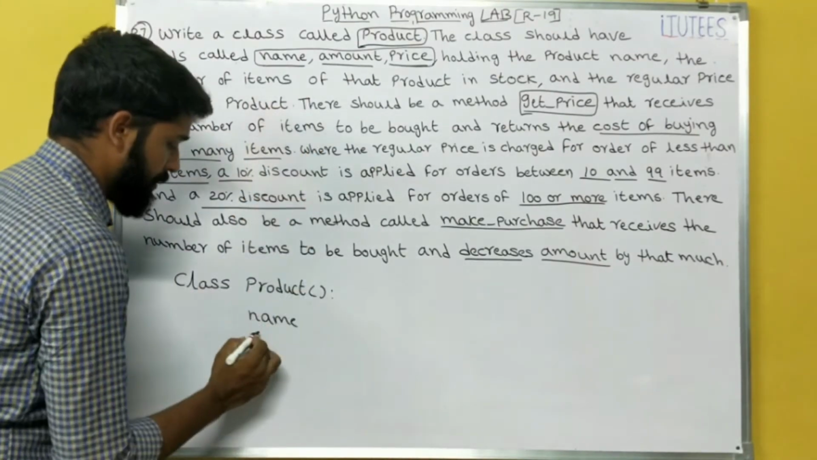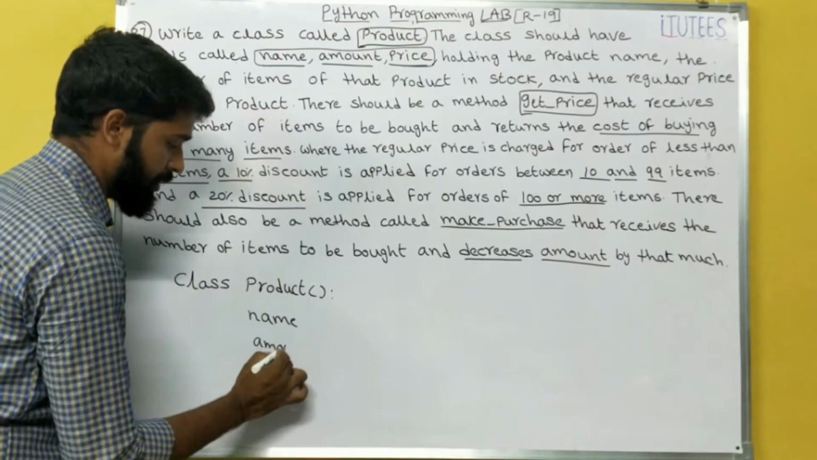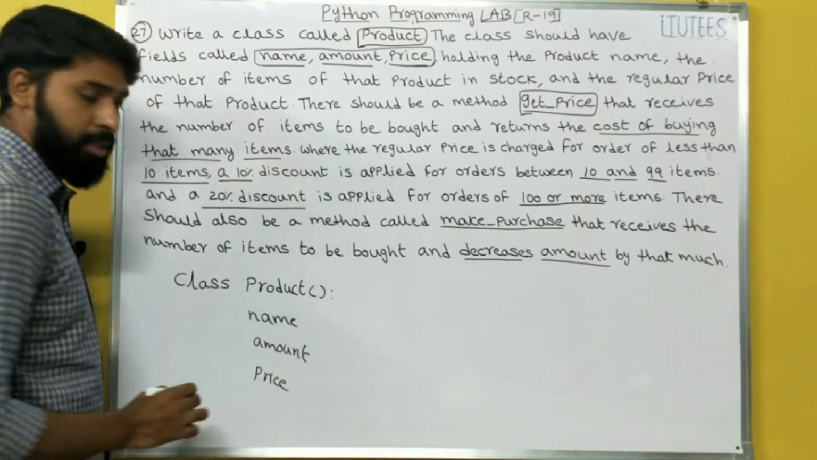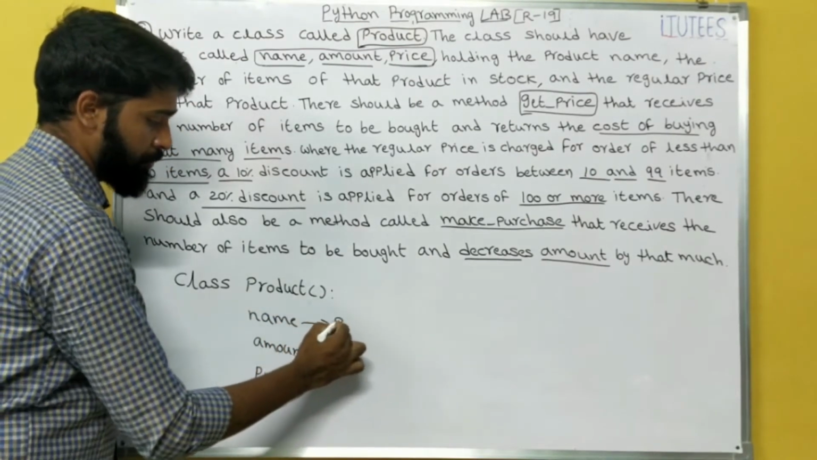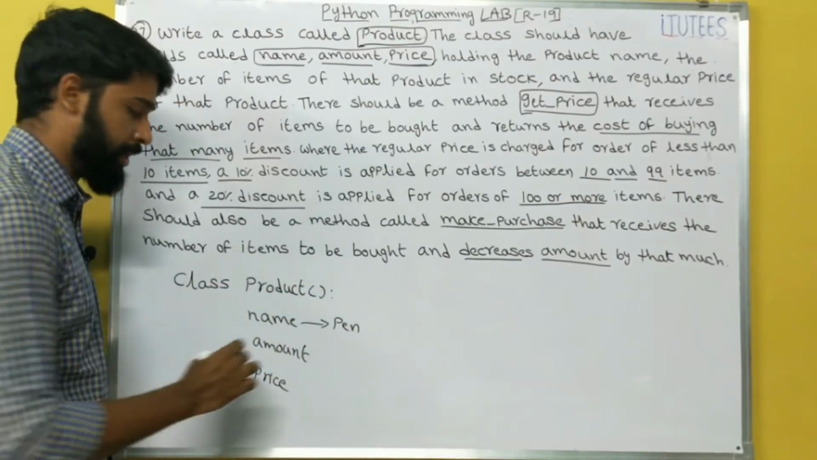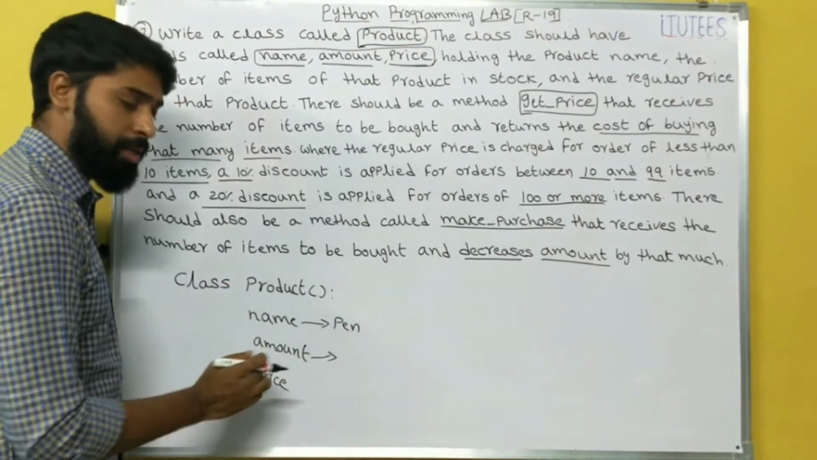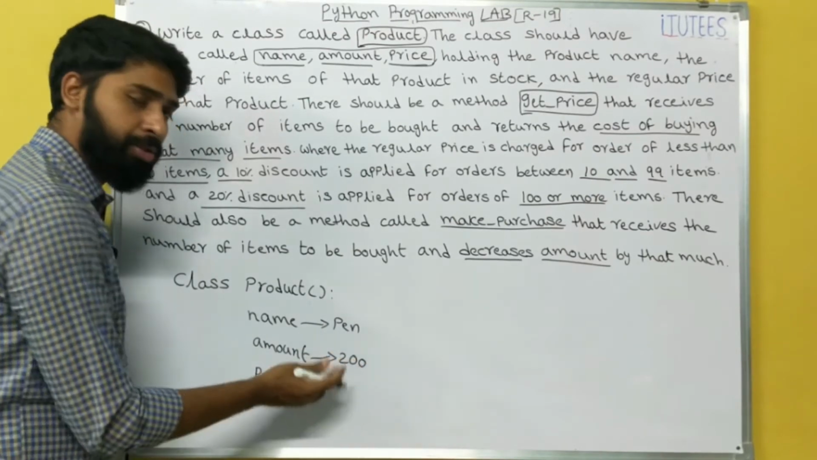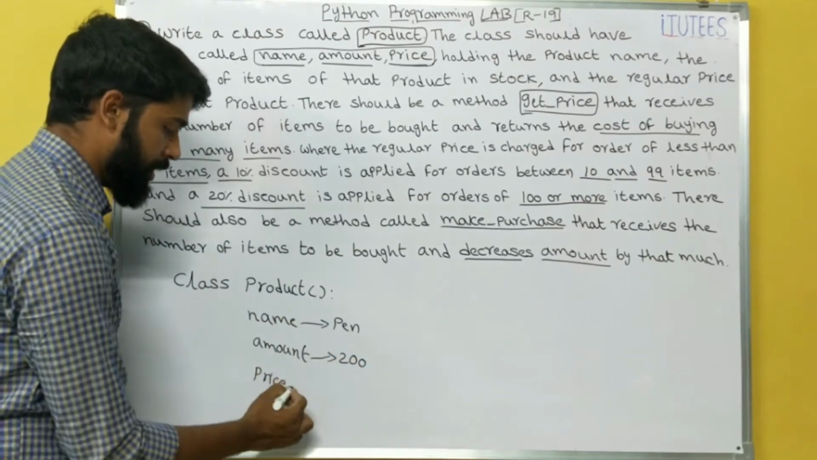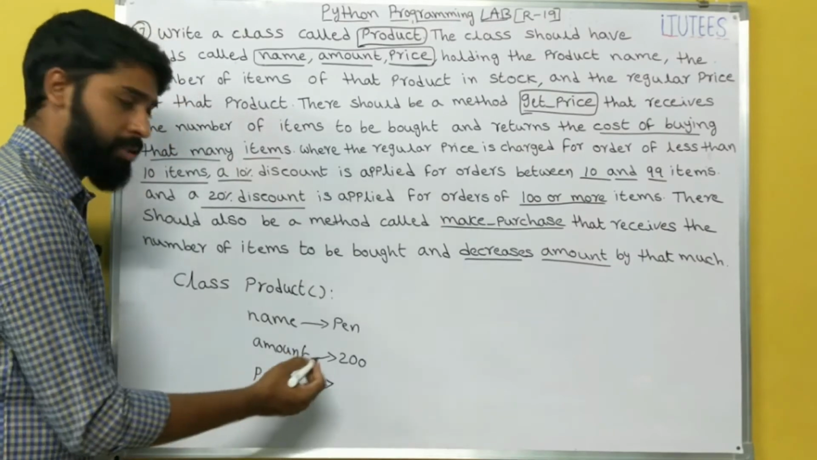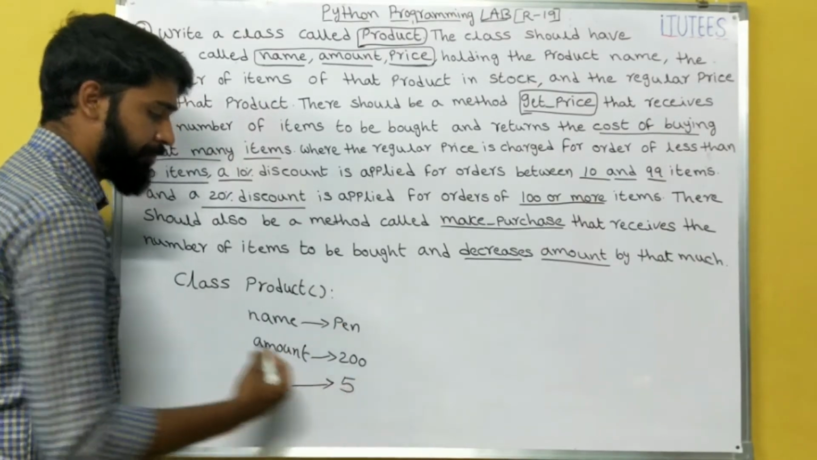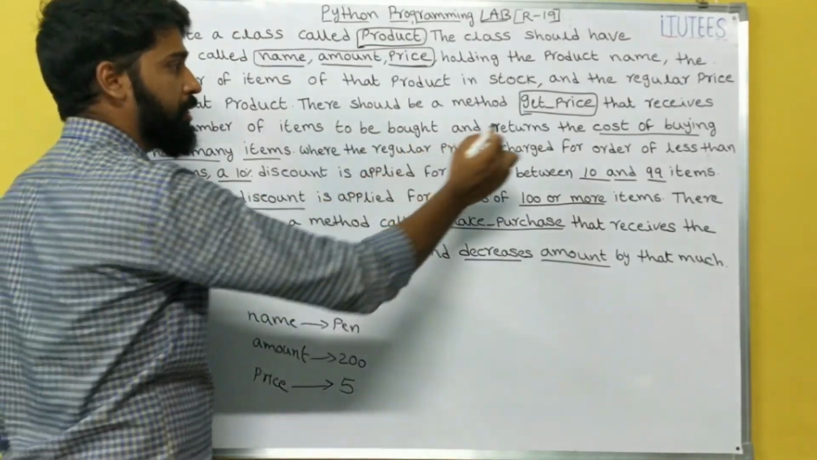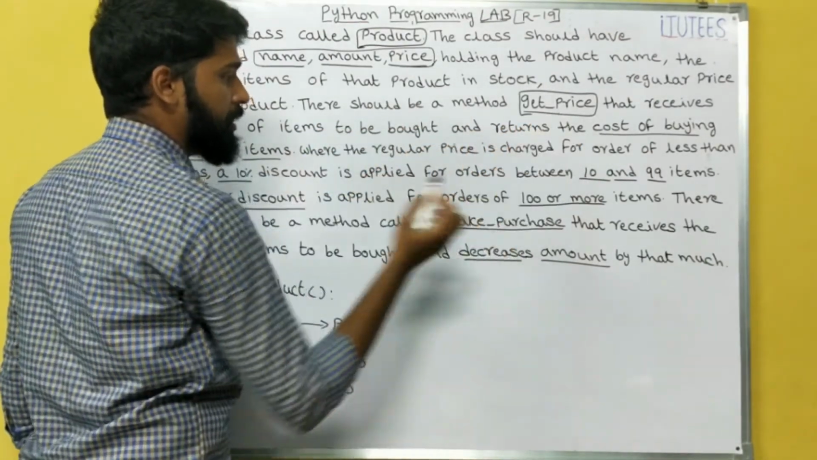So name, another one is amount, another one is price. Name stores the product name, for example in our case pen. Amount is nothing but products in the stock, for example I give 200. That means 200 pens are available. And price is nothing but the regular price of this product, for example each pen 5 rupees. And there should be two methods, one is get price, another one is make purchase.